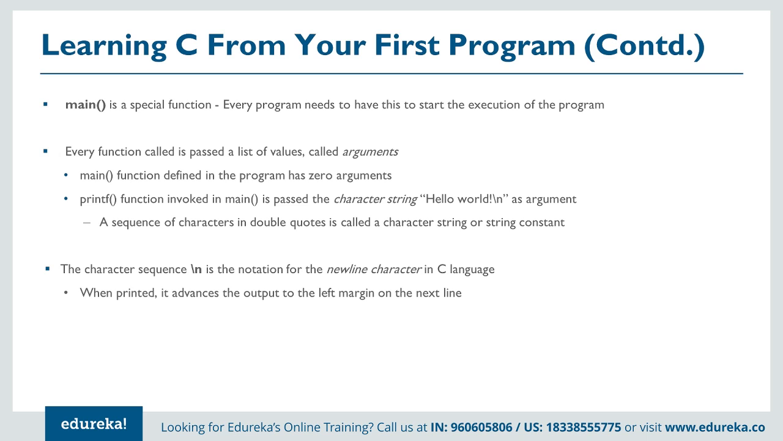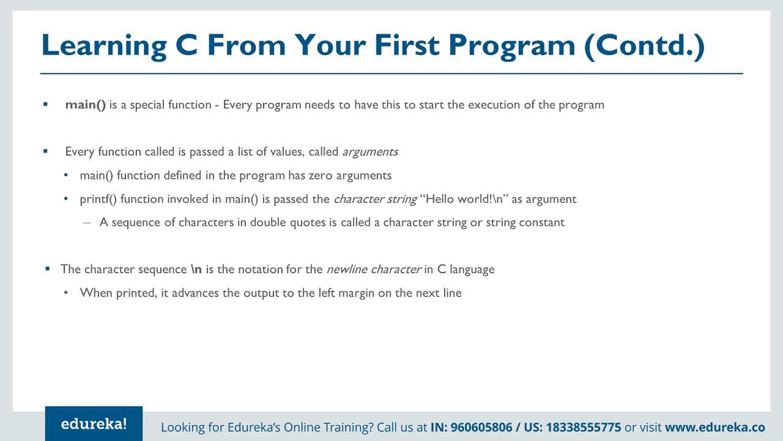The second point: every function, in our case, main itself is a function. The other function we used was printf, right? So they're all passed a list of values called arguments. In our case, main did not have any arguments, and printf was applied to the character string hello world itself as an argument. You see, a sequence of characters in double quotes, that's called a character string in C, or a string constant.